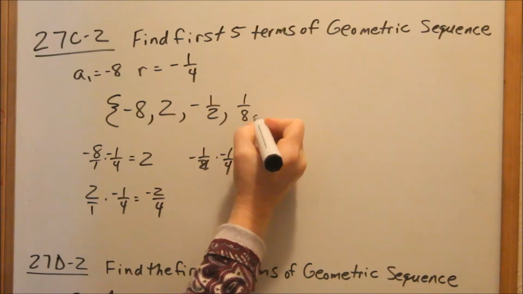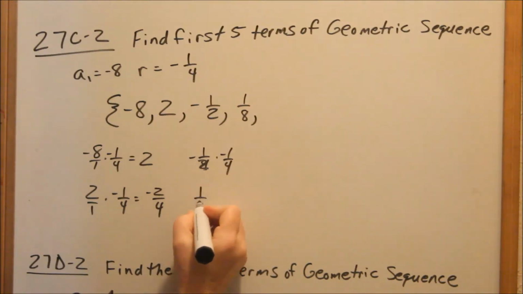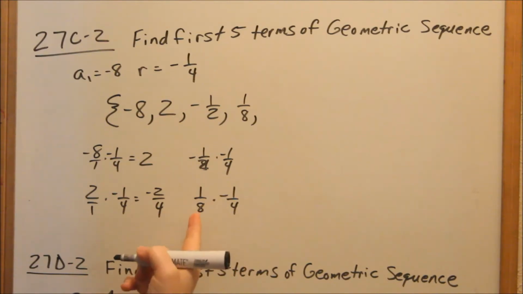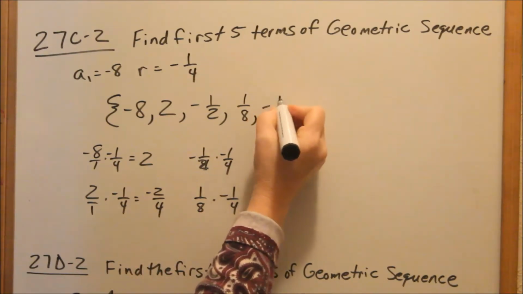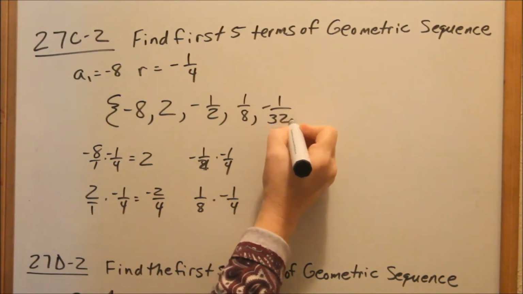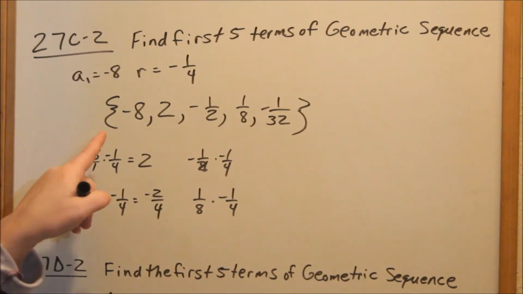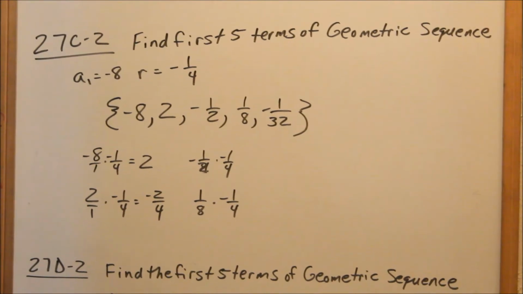1, 2, 3, 4, that's 4 terms. Now take your 1/8 times your -1/4. It's going to be a negative number. Multiplying your denominators, -1/32. So that would be the first 5 numbers.